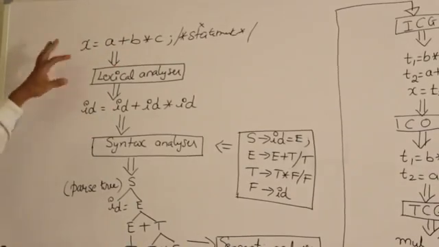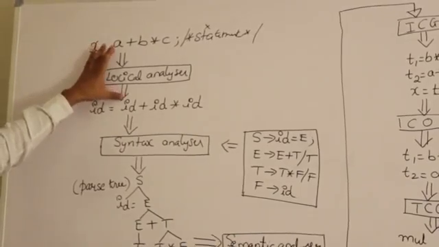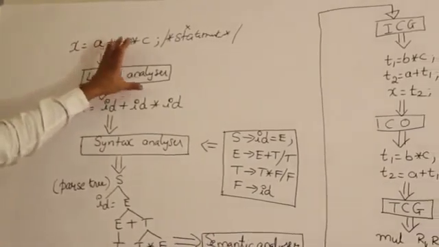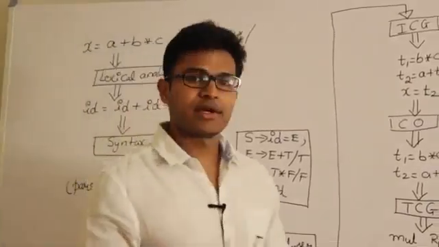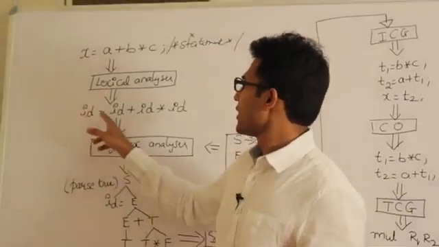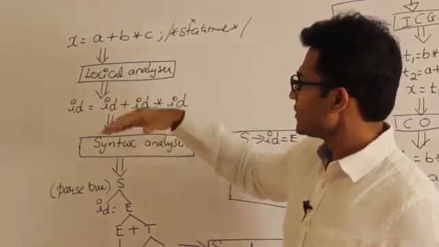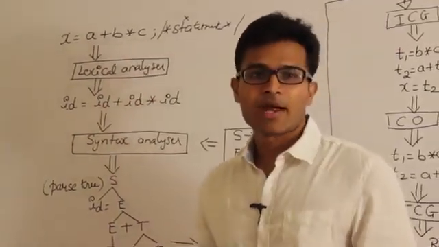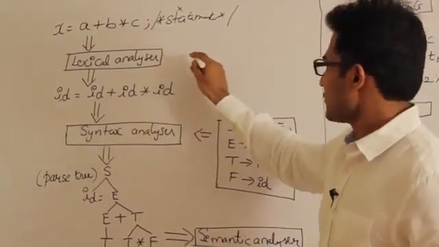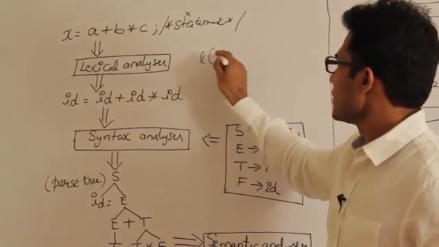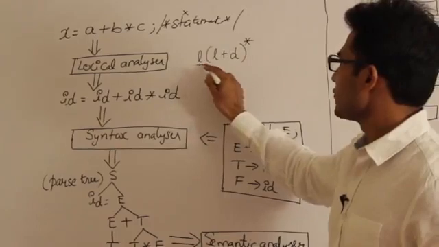For example, x is an identifier, = is an operator, a is an identifier, + is an operator, b is an identifier, c is an identifier, right? So how does the lexical analyzer identify that these are all identifiers and tokens? It is using some regular expressions called patterns. For example, an identifier can be like this: a letter followed by letters or digits, any number of them.